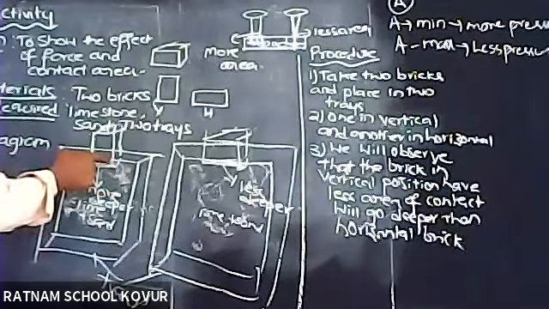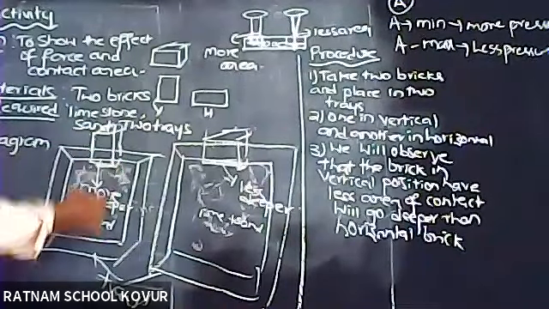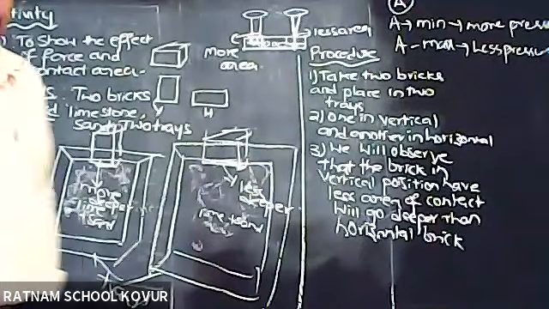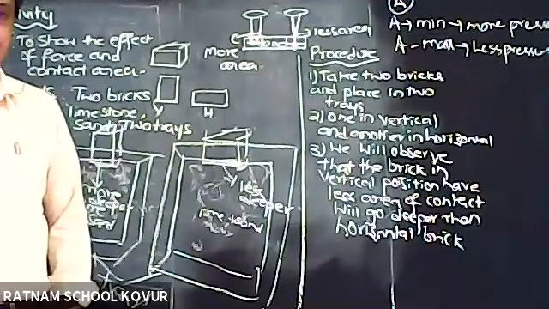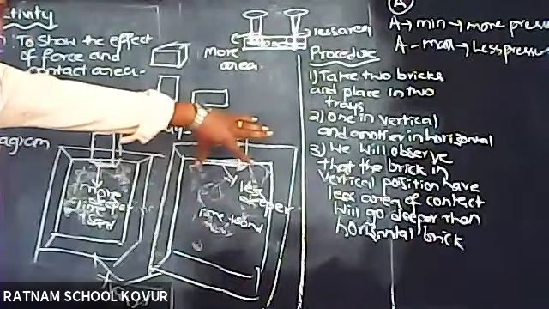So whenever we keep the brick vertically, you will have less area, so more pressure will go. More area, less pressure. In the other tray it goes less deep, because it is having more area. More area means less pressure.